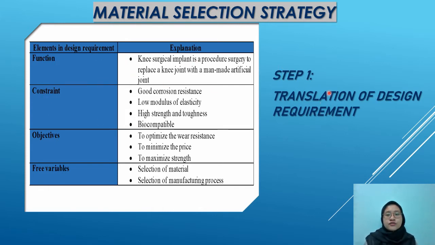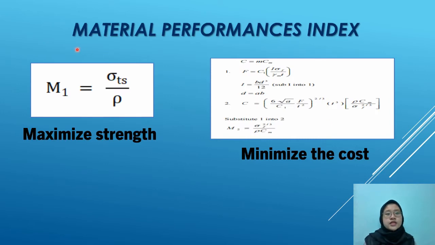The process of it is the elements in the design requirements. We have functions, constraints, objective, and free variables. Then here are the explanations of the elements. Next, for the material performance index, we have the equations of maximizing strength and minimizing the cost.